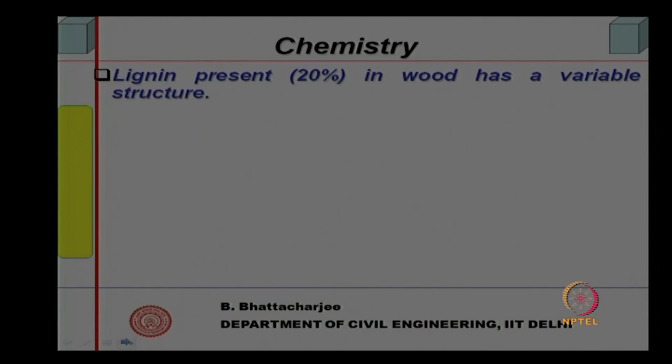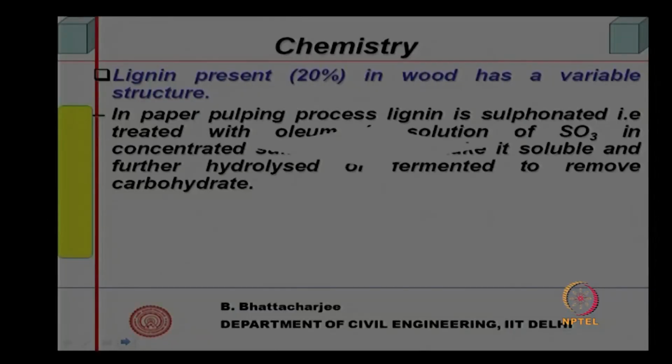Now, if you look at the chemistry of the plasticizers, wood is made up of lignin and cellulose. About 20% lignin is present in wood, and of course, it has a variable structure depending upon the type of wood, the season it is taken from the wood, and so on. The paper industry makes pulp out of the wood.